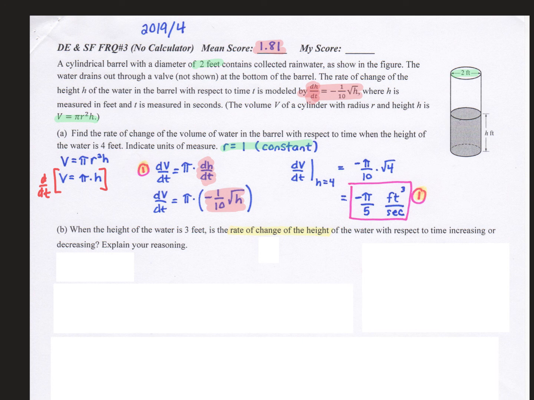And it said also to indicate units of measure. This is rate of change of the volume, so I need a volume unit over a time unit. So my units are cubic feet per second. And that answer is worth a second point in part A.